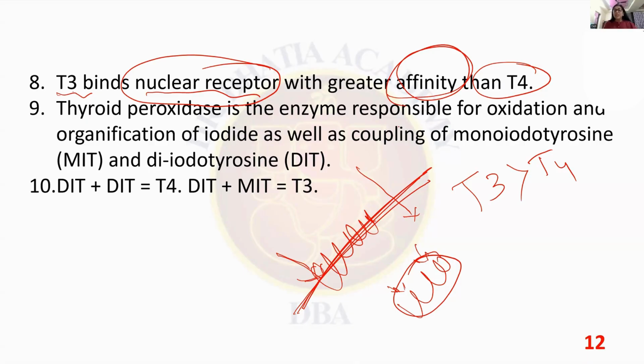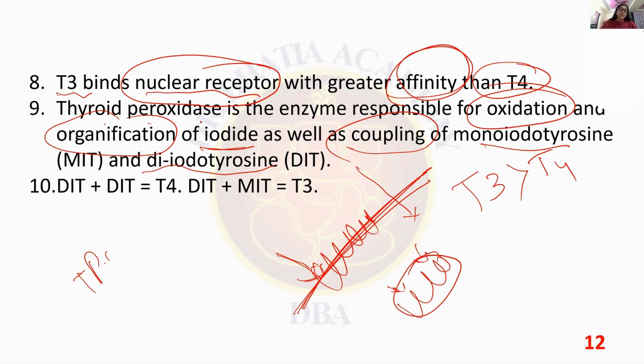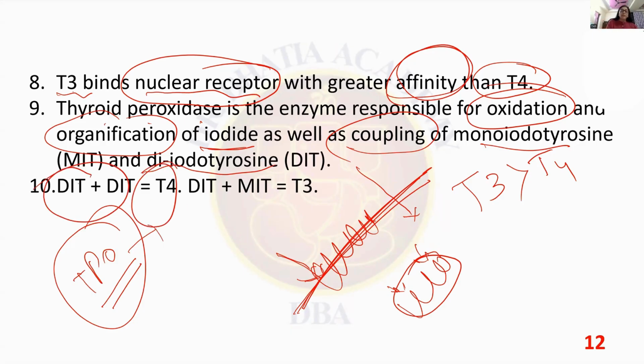Now the thyroid peroxidase is the enzyme which is responsible for oxidation and organification of iodide, as well as coupling of the monoiodotyrosine and diiodotyrosine. This we will again revise. So TPO, that is thyroid peroxidase, is the most important enzyme and the most rate limiting also. It helps in the synthesis of thyroid hormones. Then there is coupling of the two DIT to give T4, that is thyroxine. Tetra means 4.